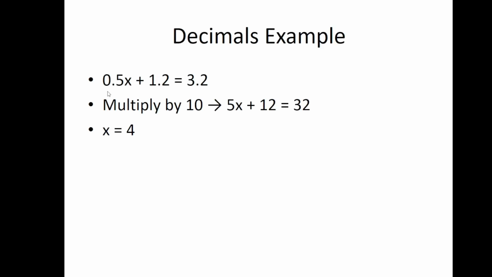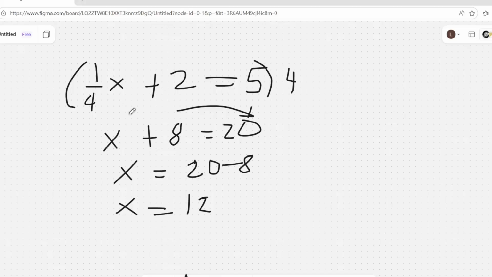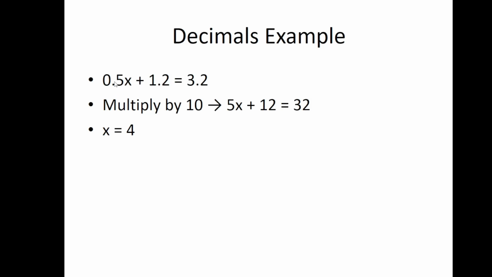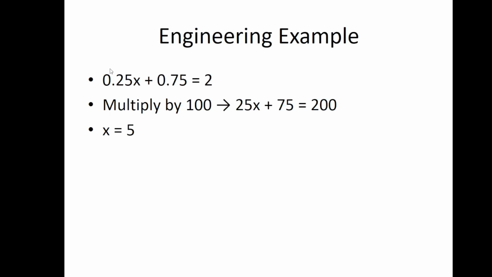How about decimals? For this one, let's clean up our screen and then check. 0.5x plus 1.2 is equal to 3.2. What we did is to multiply this by 10. So it became 5x, 12, and 32. All of the terms are multiplied by 10. As you can see here, they all became whole numbers. So we can try to solve this one in this manner.